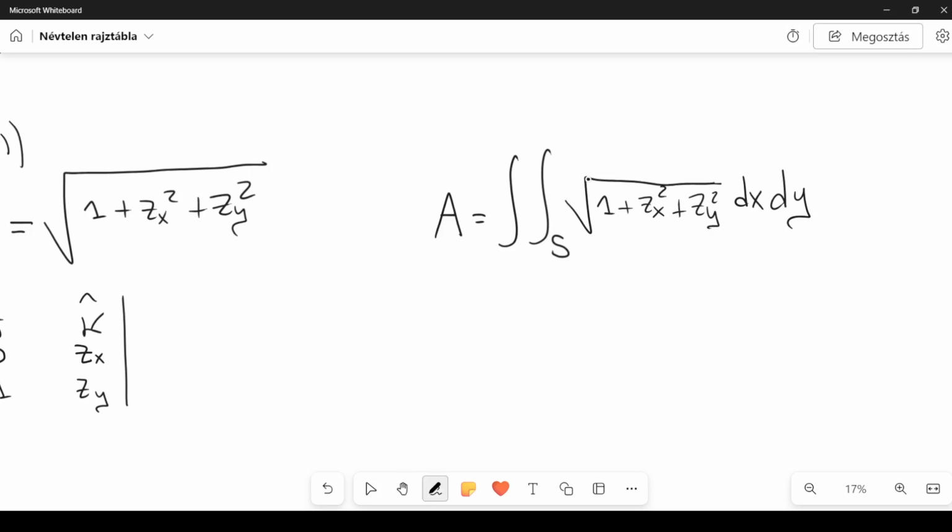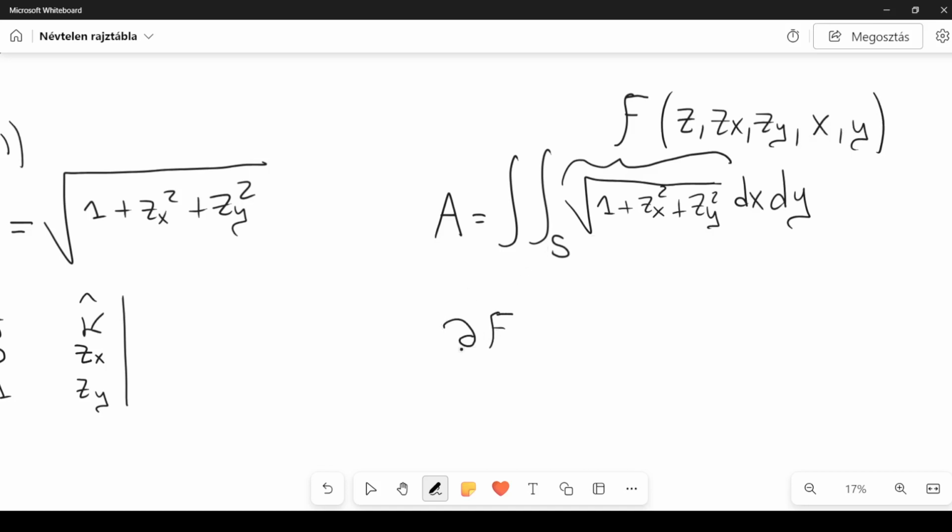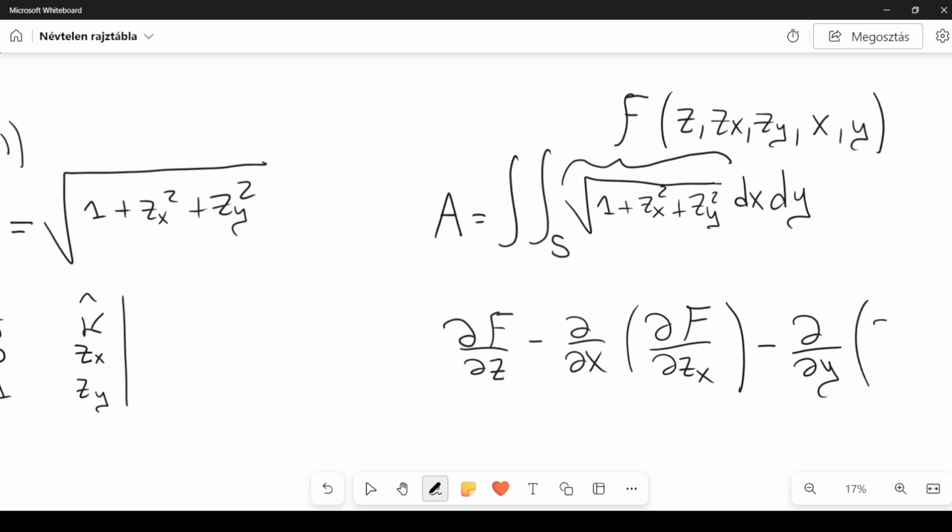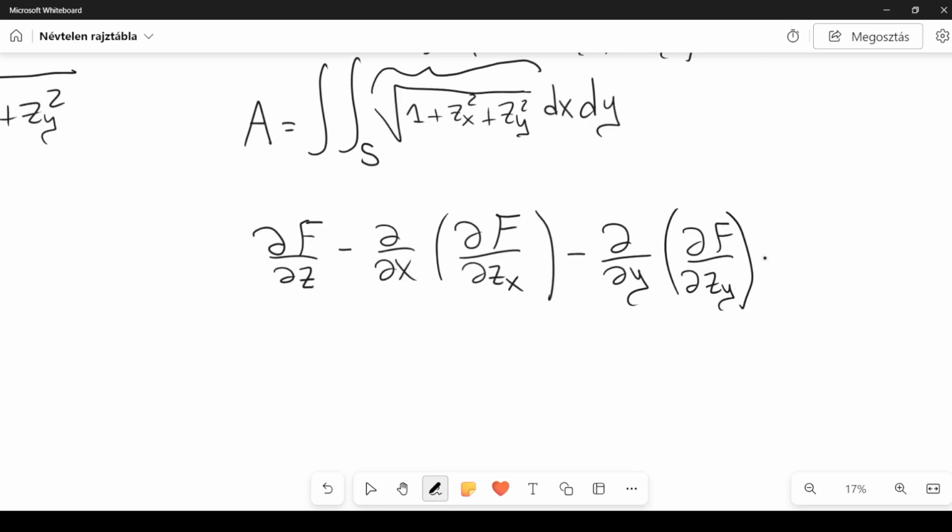Once you take the variation, of course, we have the Lagrange equations. Here we call this f, and this f is a functional because it depends on another function which is z, and also its derivatives. So this would be a functional that depends on z, z sub x, z sub y, and in general it might depend on x and y as well. So the Lagrange equations in this case would be the partial derivative of f with respect to z, minus the partial derivative with respect to x of the derivative of f with respect to z sub x, minus the derivative with respect to y of the derivative of f with respect to z sub y. And then you set it equal to 0.